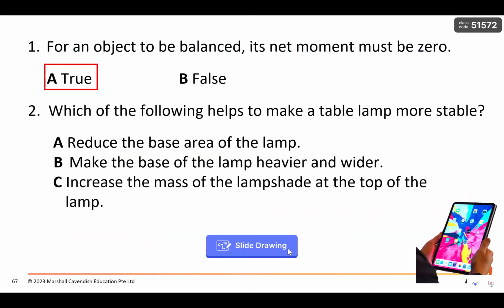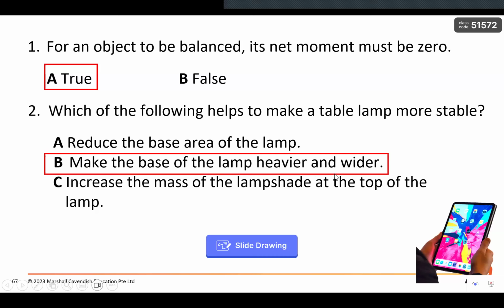Second question, which of the following helps to make a table lamp more stable? If I want an object to be more stable, I'm not going to reduce the base area. I'm going to make the base heavier and wider. When I make the base heavier, I'm lowering the center of gravity. So my CG will be down, and wider to increase the base area. So the answer is B.